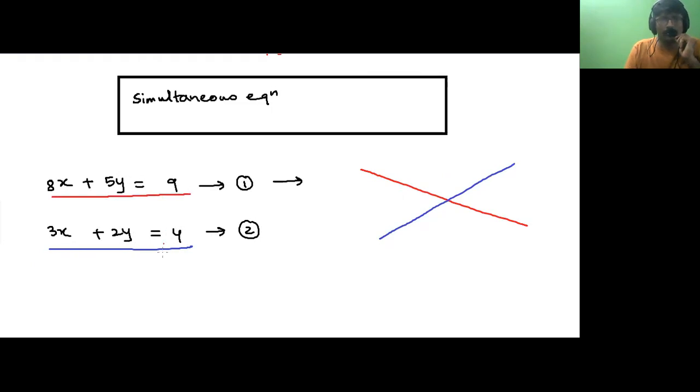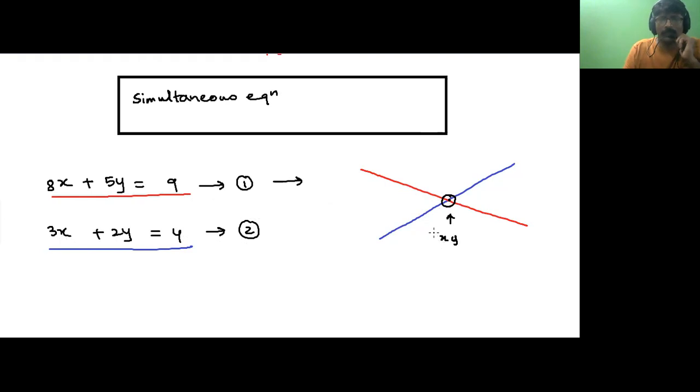Okay, now when you draw these two linear equations on the graph paper, we'll be able to see they're intersecting somewhere. So that is called the solution of this simultaneous equation. So when we solve these two equations, we get 1 point, or we get the value of x and the value of y. And that is nothing but x comma y.